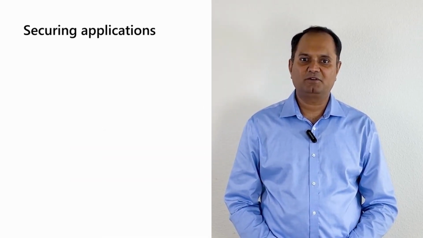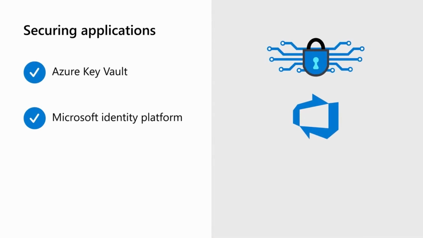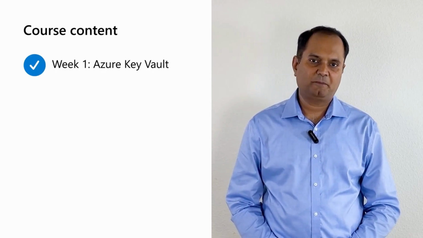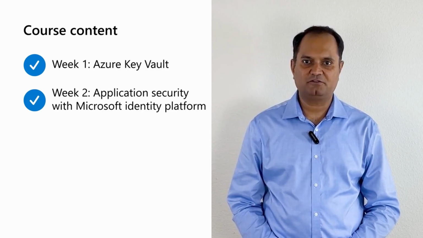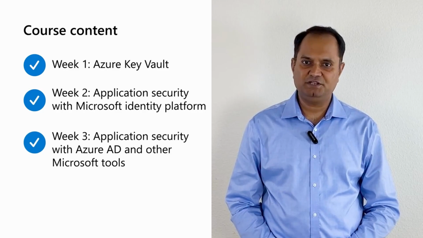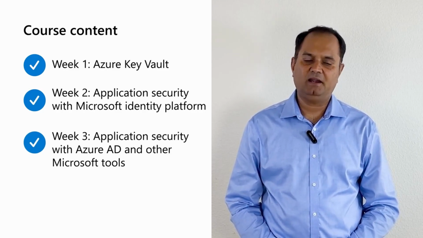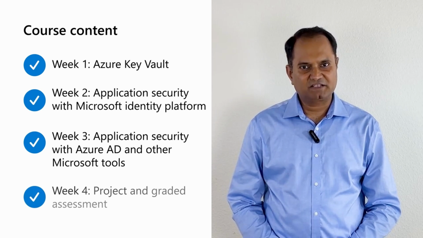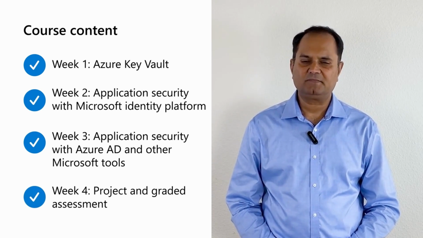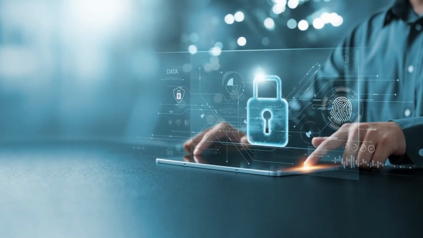In this course, you will learn about securing applications using Microsoft solutions such as Azure Key Vault, Microsoft Identity Platform, and Azure Active Directory, frequently referred to as Azure AD. We have organized the course content into 4 weeks. In the first week, you will learn about Azure Key Vault. In the second week, you will learn how to use the Microsoft Identity Platform to provide application security. In the third week, you will learn how to achieve application security with Azure AD and other Microsoft tools. In the last week, you will do a project based on a real-life scenario and take a course-level graded assessment. Let us dive deeper and see what you will learn in these weeks.